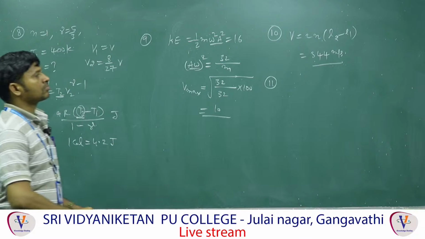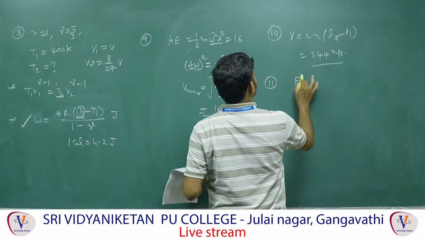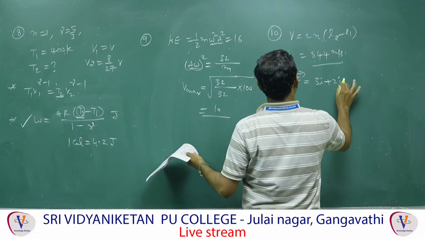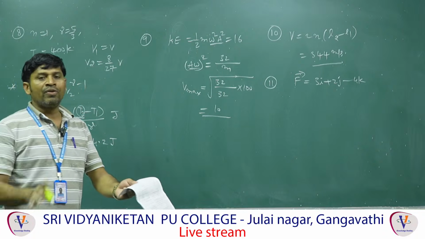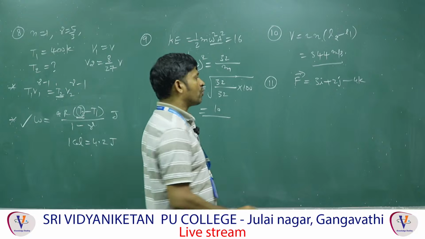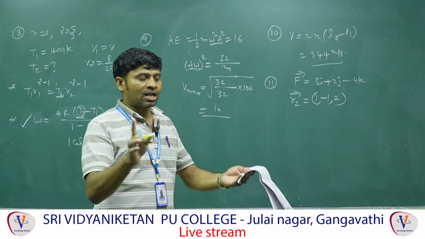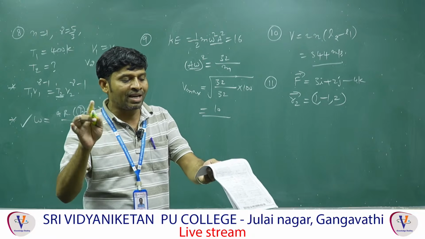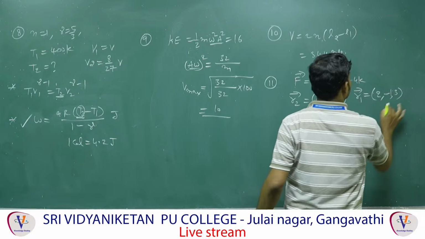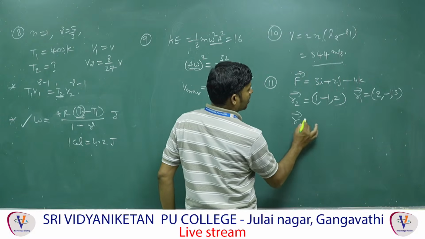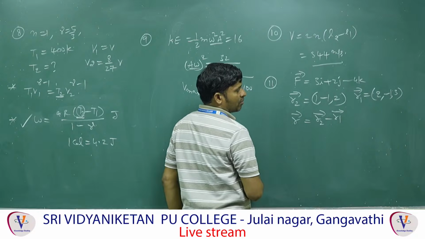Question 11. A force value is given: the force 3i plus 2j minus 4k acts at the point (1, minus 1, 2). The point where the force acts can be taken as R2, the final value, 1, minus 1, 2. But the torque is about the point (2, minus 1, 3), that is R1. We can find the position vector R bar, which is R2 minus R1, final minus initial.